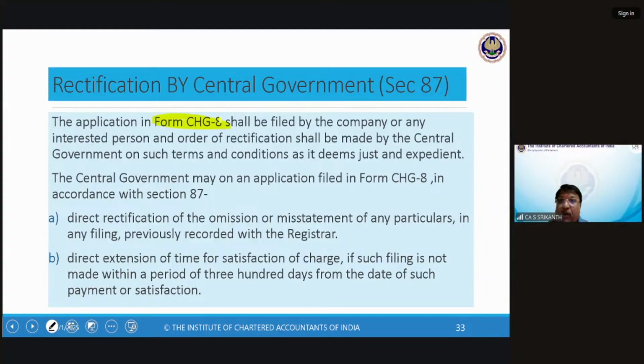Where is it said? You have to apply your mind. 83 is 300 days. Up to 300 days, ROC can do it. Beyond 300 days, ROC himself cannot do it. So you have to go under 87.